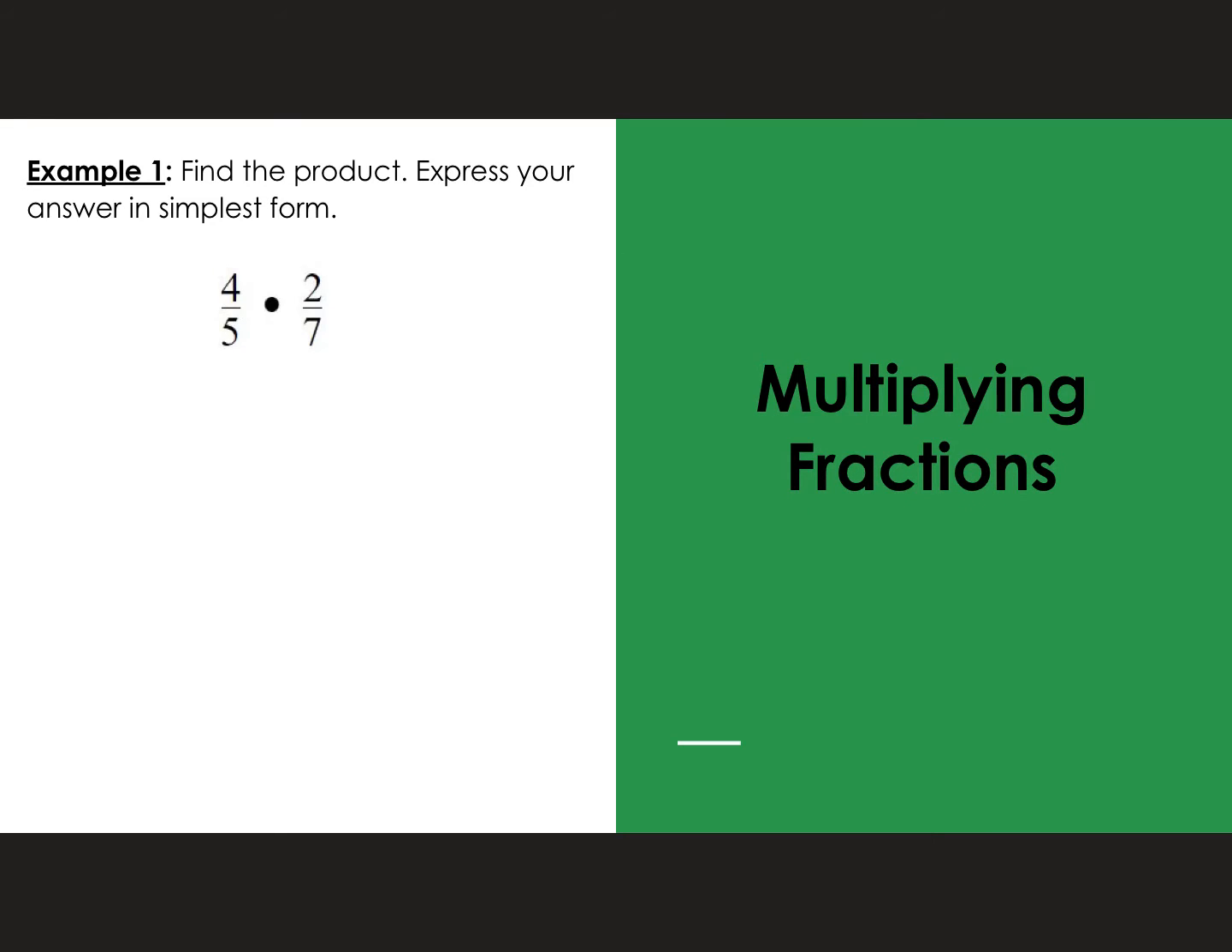So, find the product, express your answer in simplest form. So I will need to multiply straight across. Multiply the numerators. 2 times 4 is 8. 5 times 7 is 35. Say, can I reduce that? Well, I can't divide them by 2. 8 can't be divided by 5. Looks like it is reduced.